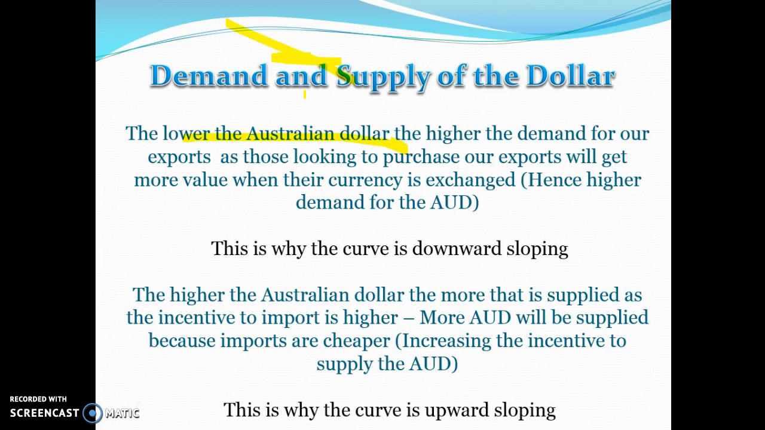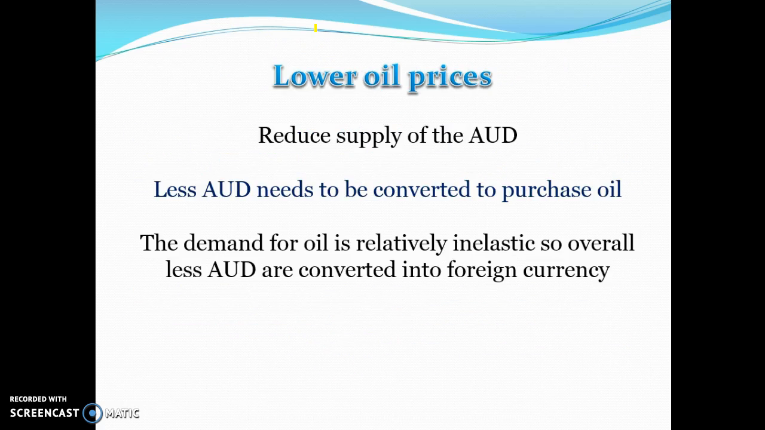When the value of the Australian dollar is higher, it means there's more incentive to supply the Australian dollar. So more Australian dollars will be supplied at a higher price, so up here, because we're going to get more purchasing power for our dollar. We're going to be able to afford more imports or more goods and services from overseas, or we might get more value if we want to invest in property overseas, and that's always an incentive for us to supply the Australian dollar. So what we're going to talk about in this video is some things that cause changes in the demand and supply for the Australian dollar.